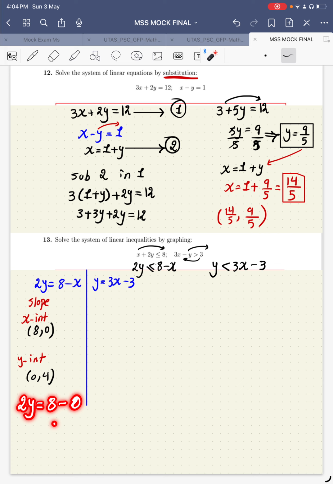So I'm gonna have 2y, I'm gonna divide both sides by what? By 2, and 8 divided by 2, so 2 gonna cancel with the 2. I'm gonna have y equal to 4, which I'm gonna write here.